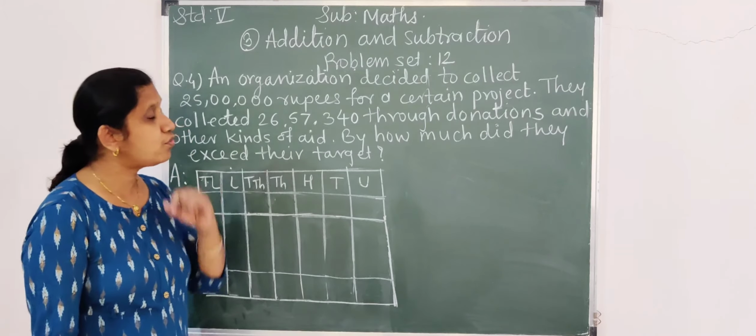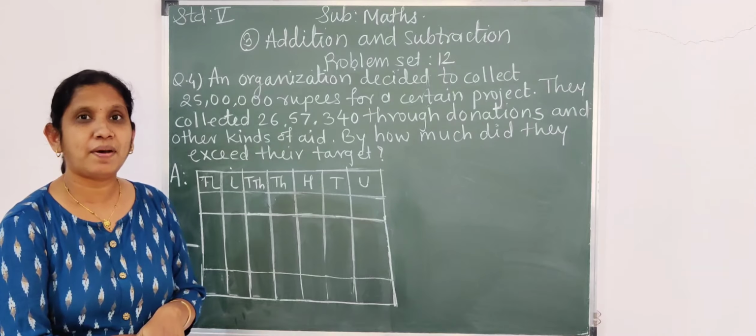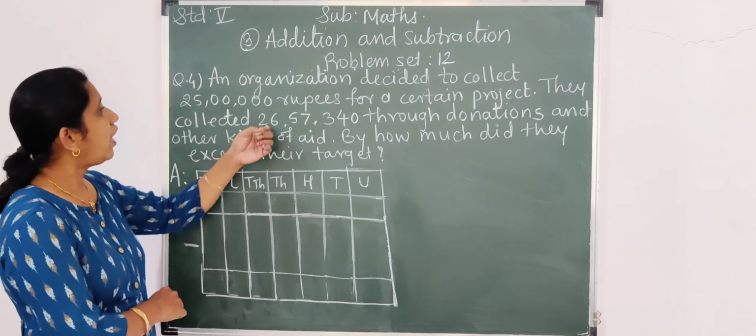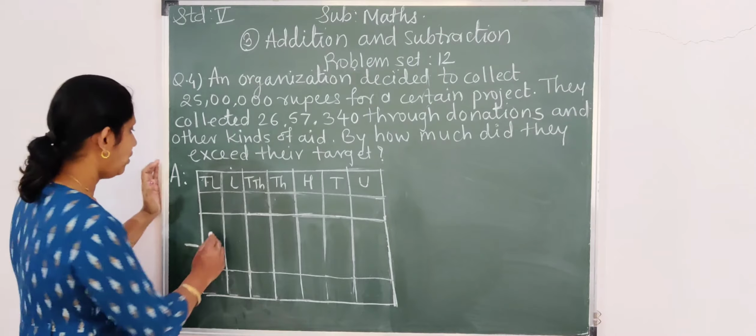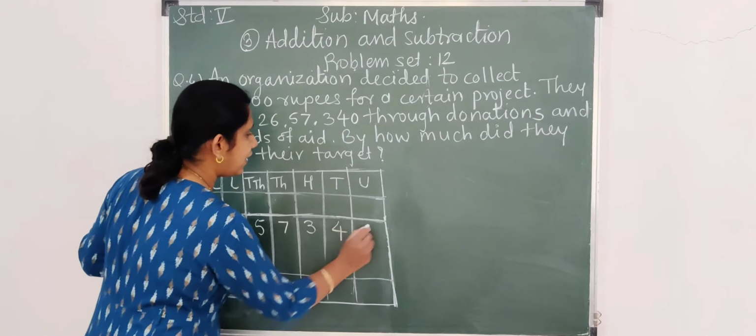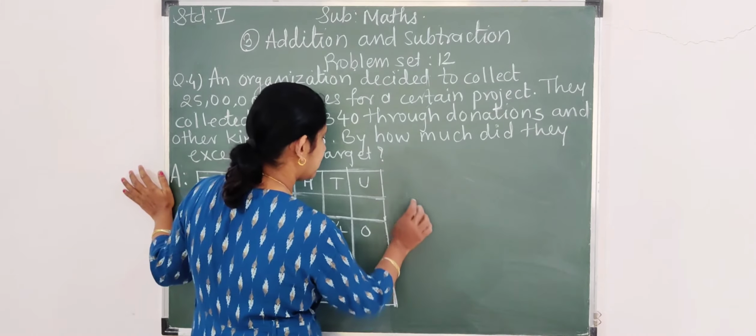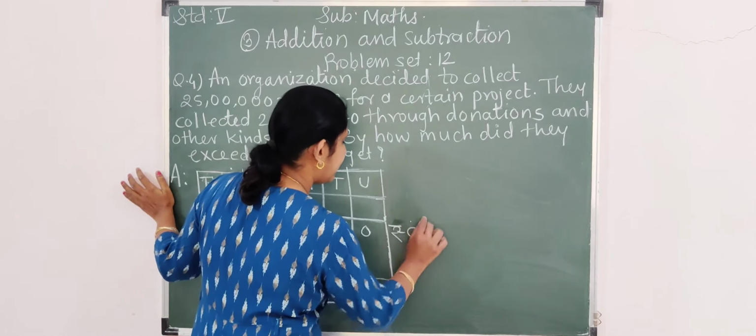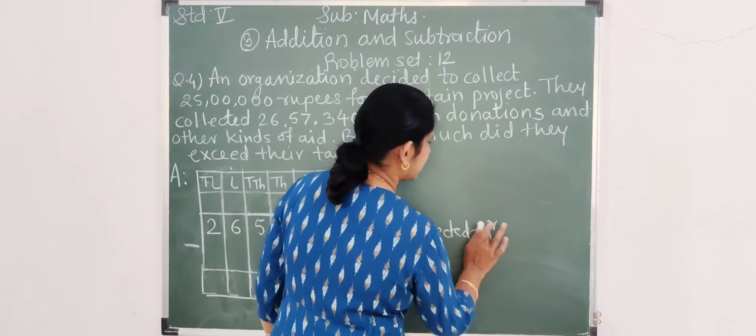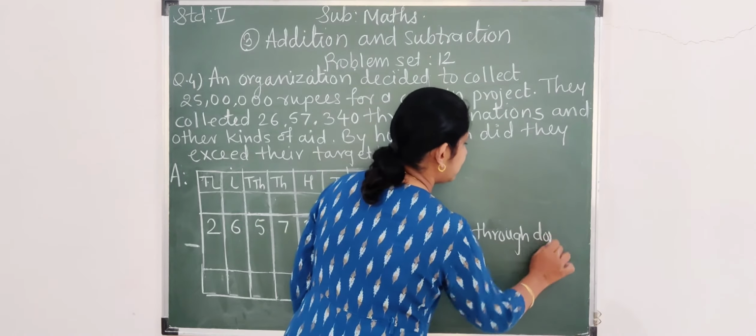See children, which word have we got here? Exceed. It means what we are supposed to do in this example? Yes, we have to do subtraction. So let's start solving. How much donation have they collected extra? Here 26 lakhs 57,340, rupees collected through donations.